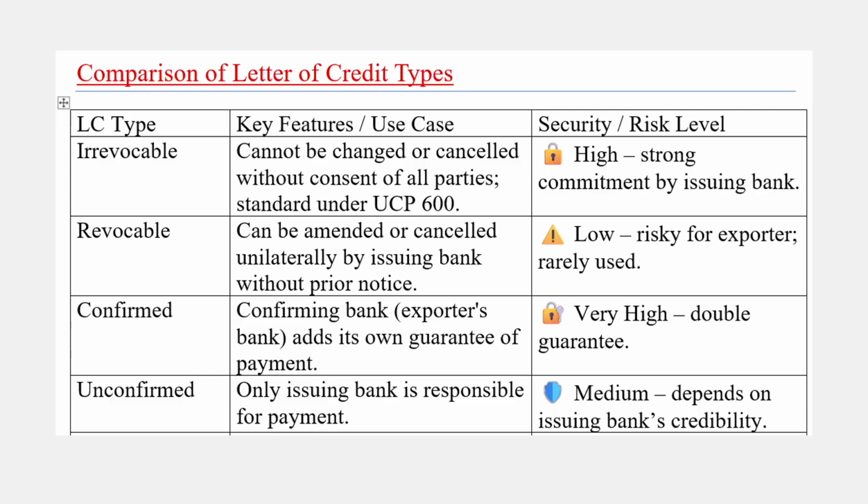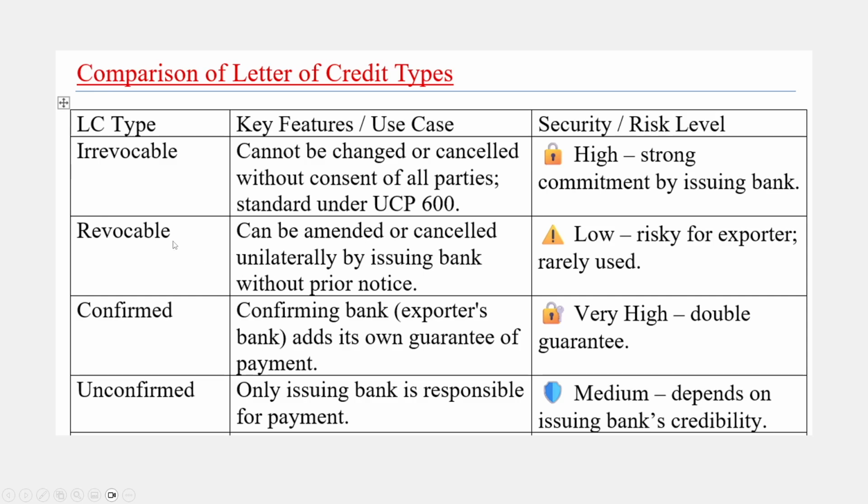Now, let us see a comparison between different types of LCs. Whatever LC types I have told you right now, here is a brief comparison. You can see the LC type, its key feature, use case, and security or risk level. In case of irrevocable LC, it cannot be changed or cancelled without the consent of all parties. Standards under UCP 600. Security is high, with a strong commitment by the issuing bank, because the bank is involved.